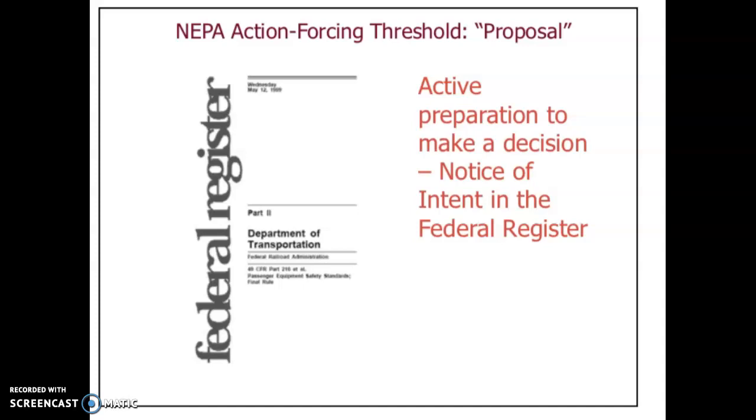So, as we talked about, NEPA is an action forcing policy, and so the first step is to make a decision, or make a project available for the public by publishing in the Federal Register a notice of intent.